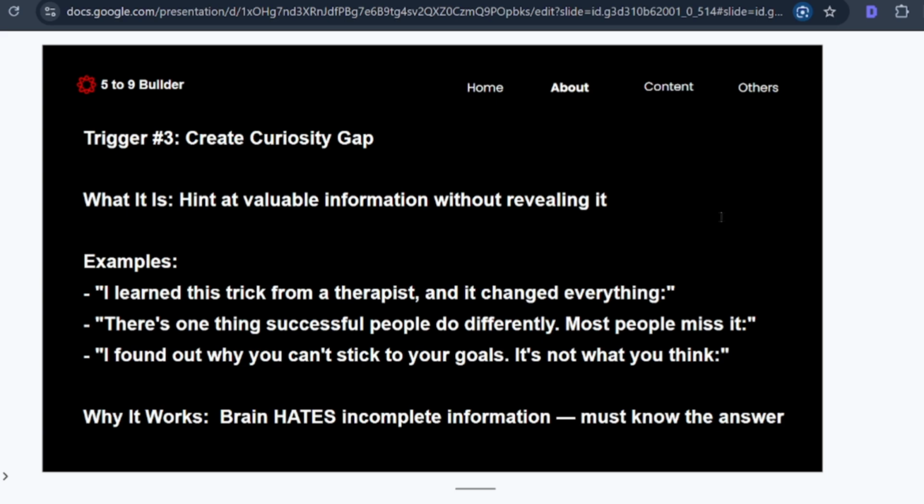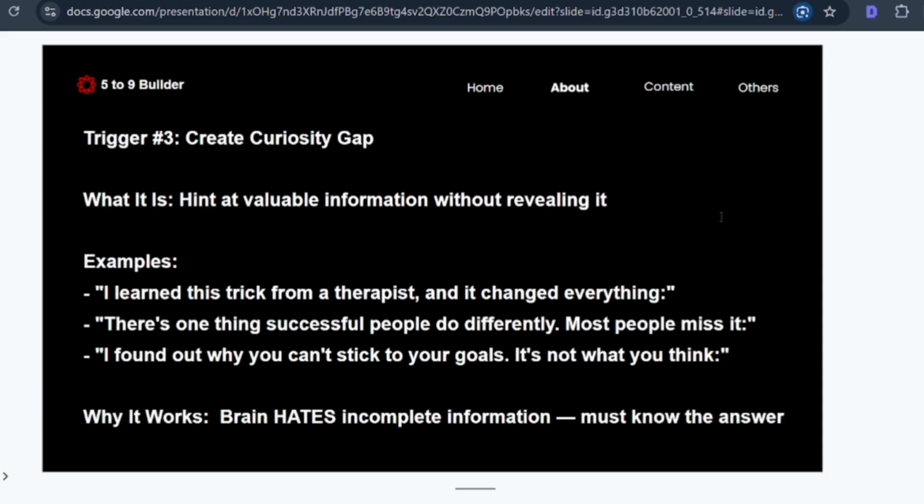I found out why you can't stick to your goals. It is not what you think. So you open a curiosity gap and then you leave it there. Then the person will come at you and look at exactly what you mean by that. The brain hates incomplete information, so you must know the answer.